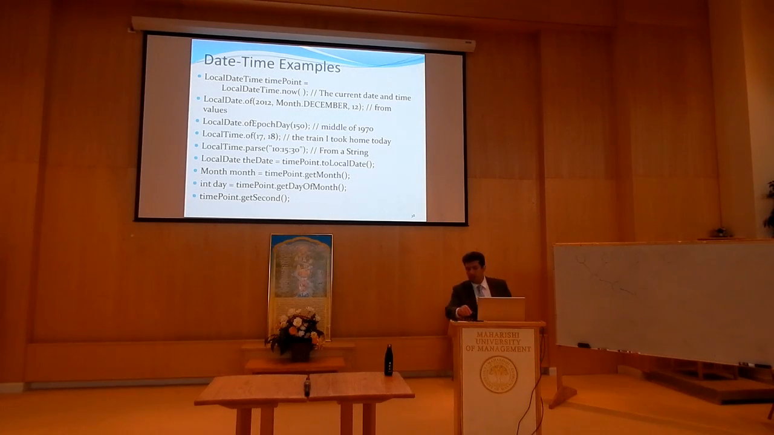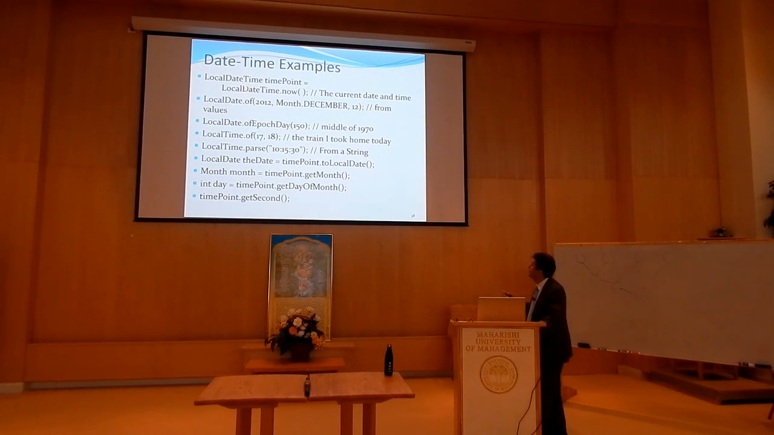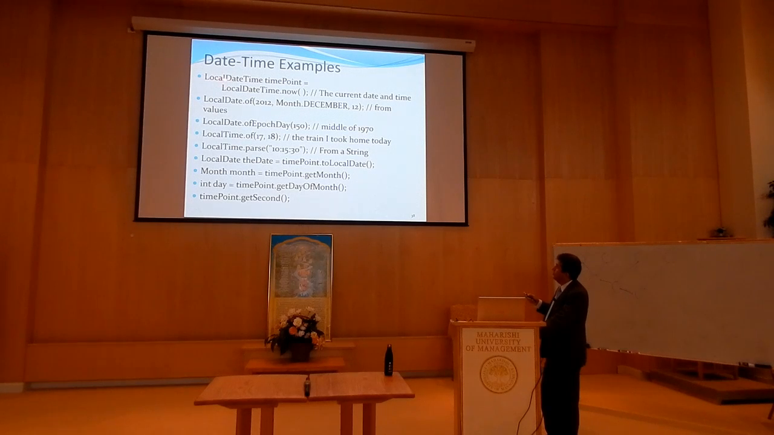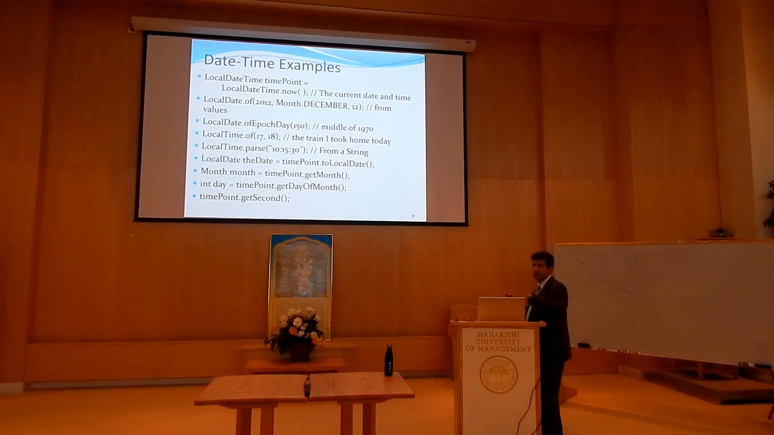So here are some more examples. Here we have local date time, which is a combination of date and time, as you can imagine. Again, remember, it was supposed to be a clear API. You expect local date time to be the local date and time. It is what it says. So this is how you create the date and time of right this minute. And this is getting the date for December 12, 2012.